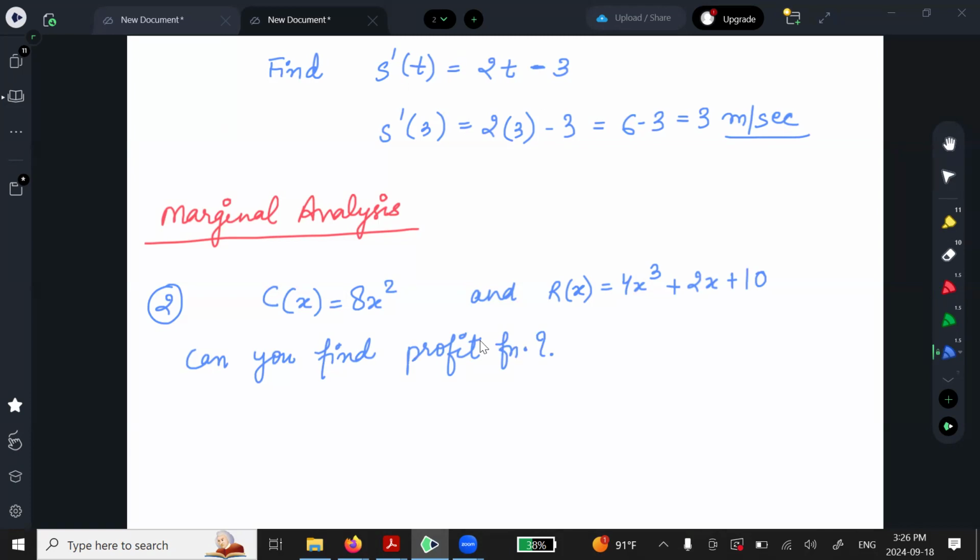In exam, this will be very common. You will be given only one or two functions, and you'll be asked the other one. What is the relationship between cost, revenue, and profit? Exactly, right? Profit function will be whatever I make minus whatever it cost me to make those things, right?